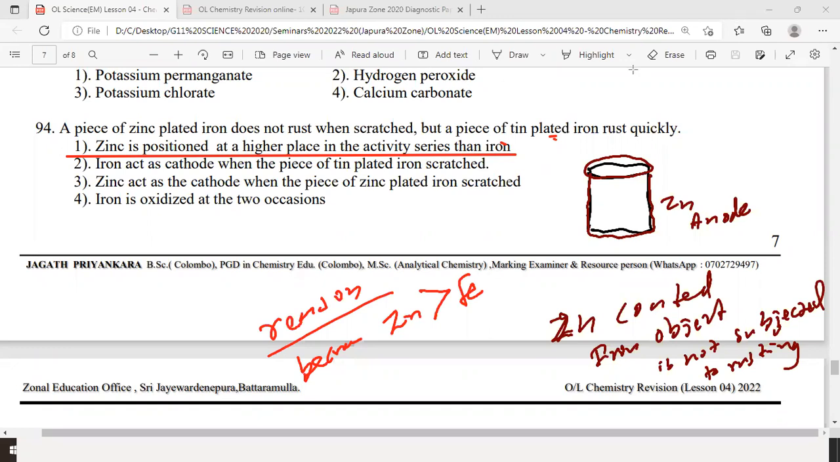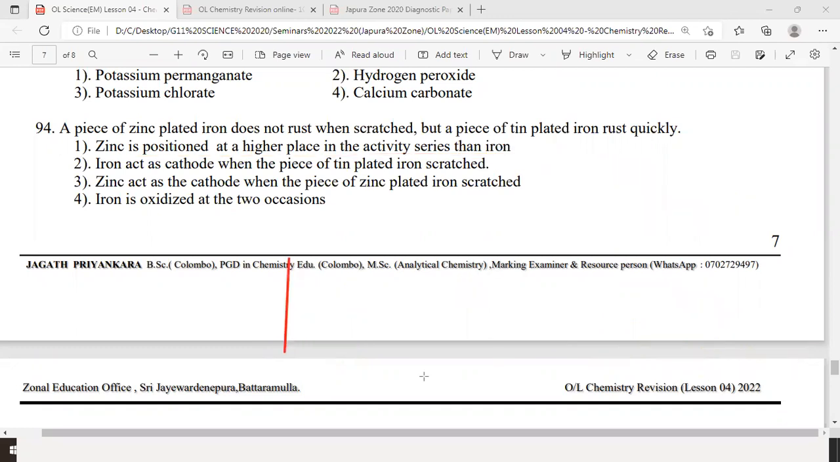Question number 95. I'll erase the screen. 95. What is the answer?